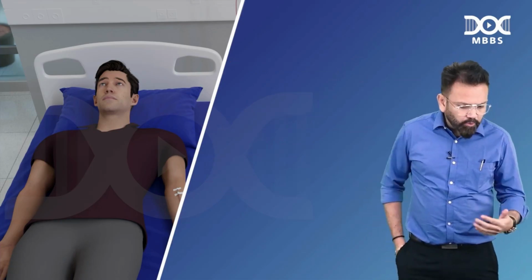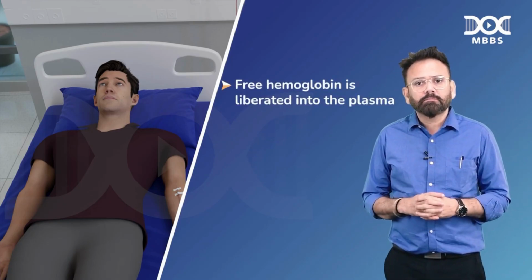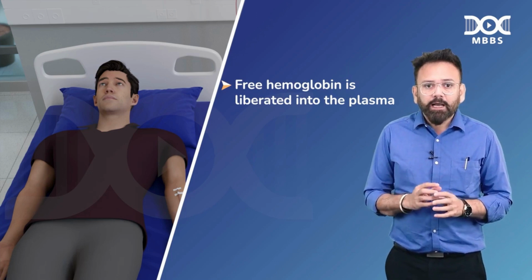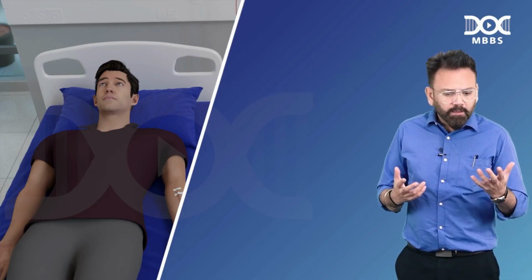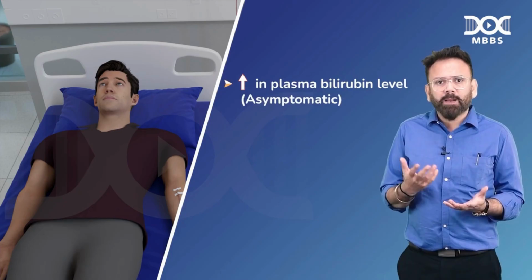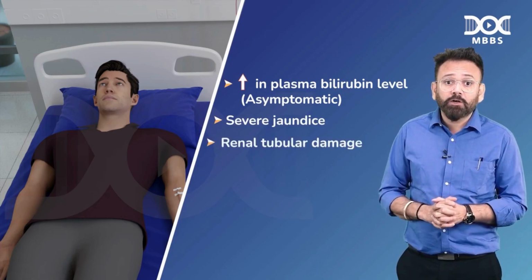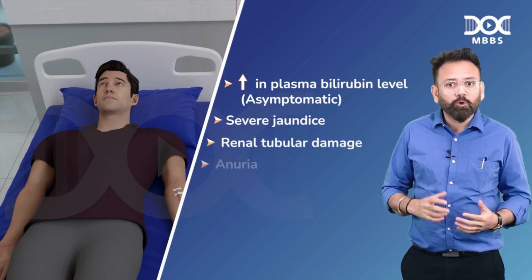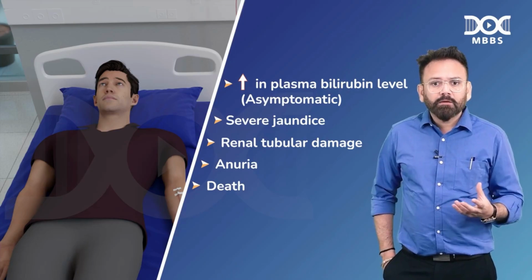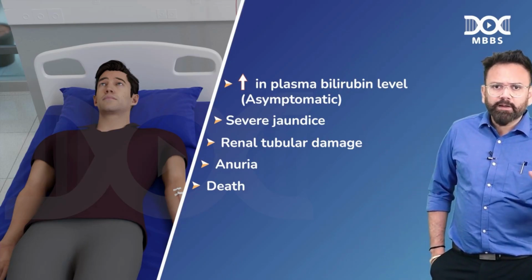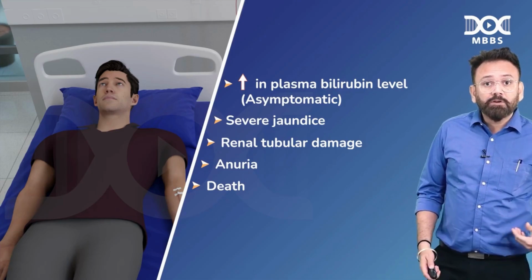And now if there is a transfusion reaction, free hemoglobin can be liberated into the plasma. The severity of the resulting transfusion reaction may vary from an asymptomatic minor rise in the plasma bilirubin to severe jaundice, and sometimes even renal tubular damage, sometimes even leading to anuria and death. So this transfusion reaction can be minor. Sometimes there is only an increase in plasma bilirubin, but sometimes there can be severe jaundice with severe renal tubular damage.